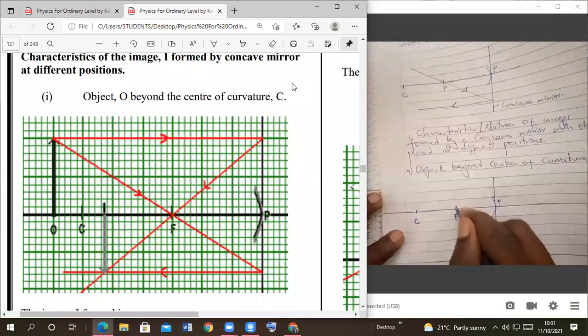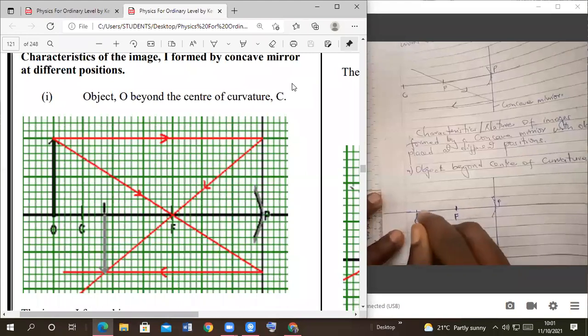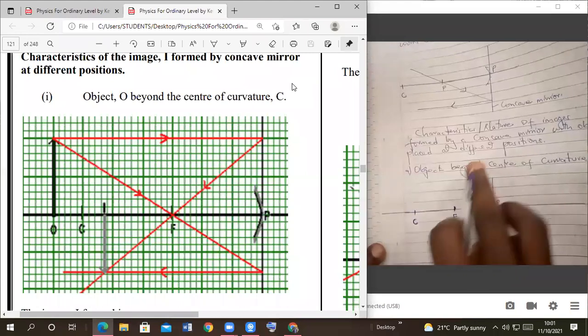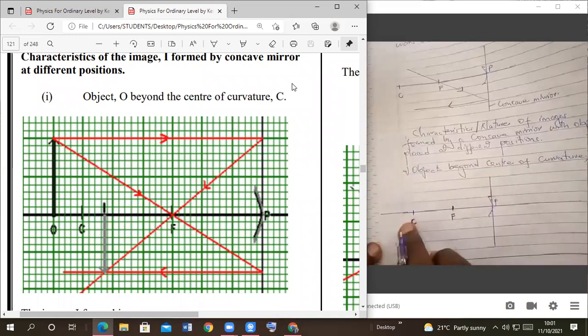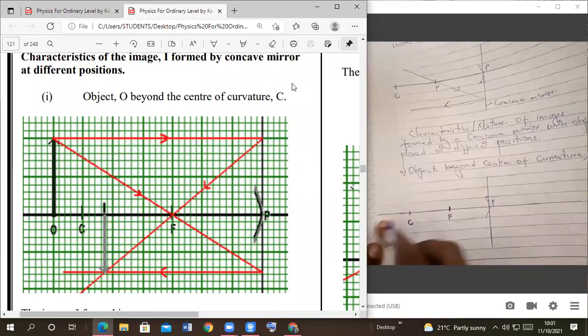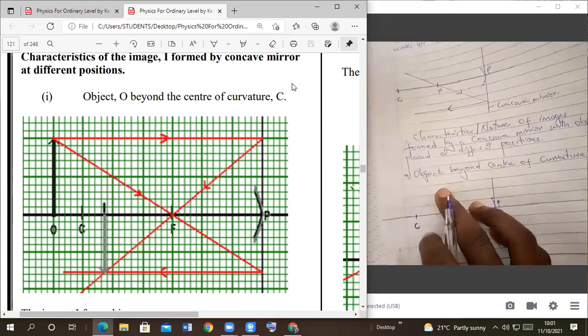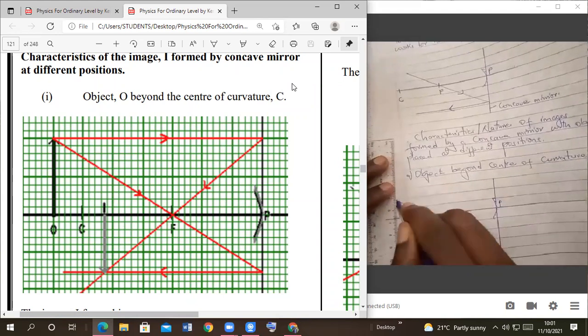So we have our F here. Then this is our point C. The object must be beyond C. Beyond is this side. Okay? Which means our object is going to be here. So we are going to place our object here.